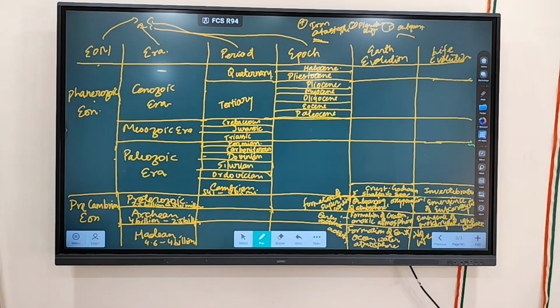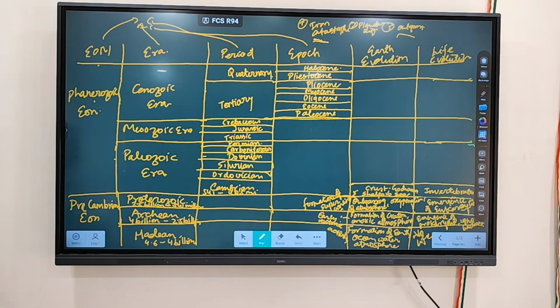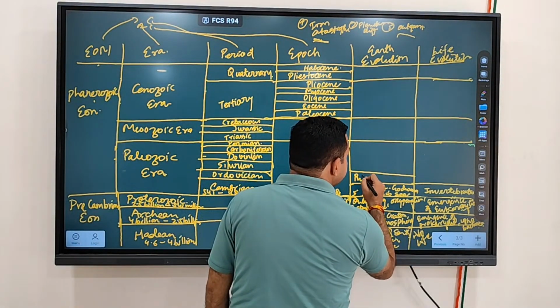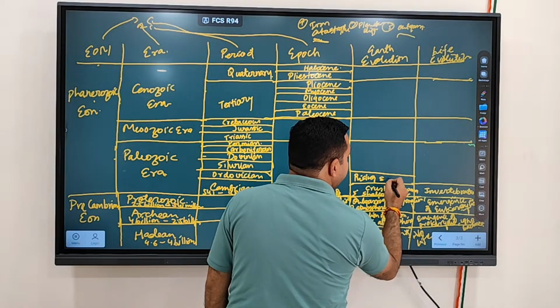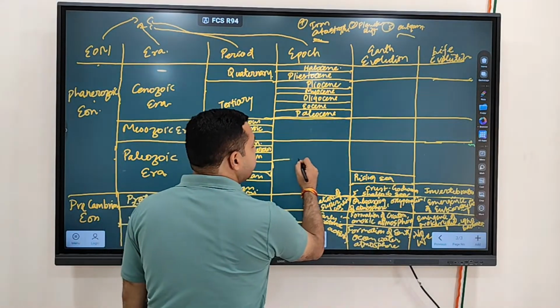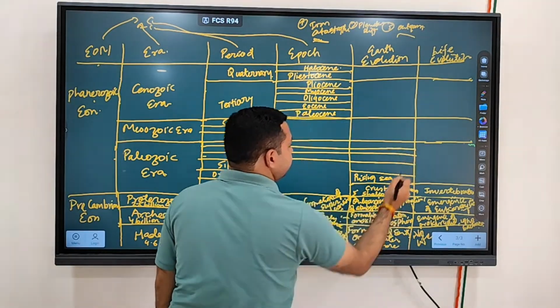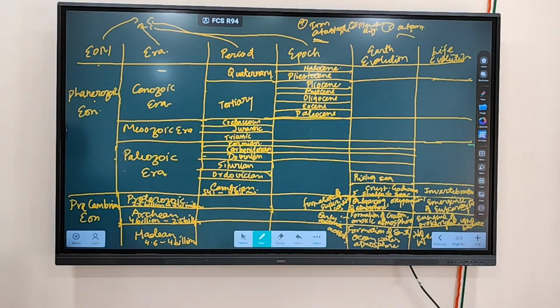So this is happening: the crust becoming more solid, Gondwana land being formed, a shallow sea emerging in this particular period. Clear? Now in the Ordovician period, you will see sea levels rising. Rising sea is happening in the case of the Ordovician period.